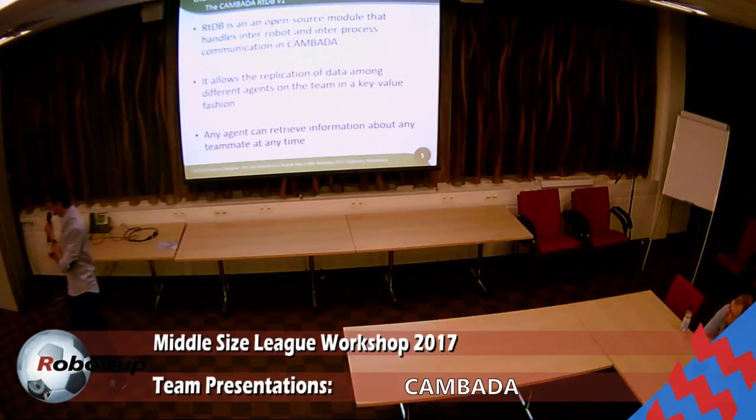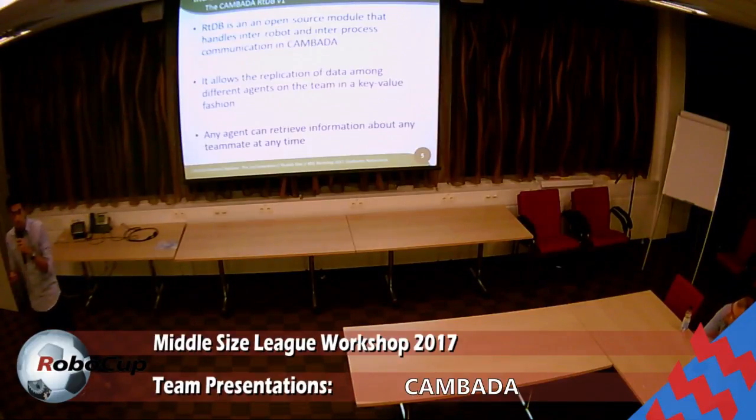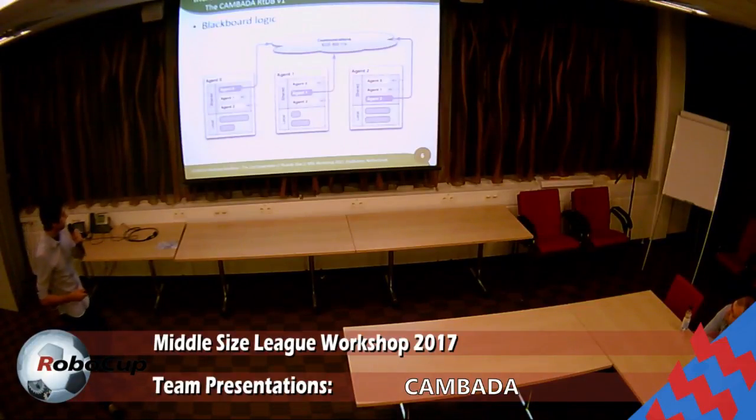So let's start with the introduction. Our RTDB is an open source module that handles all the inter-process communication inside each robot, and also the inter-robot communication. It allows replication of the data among different agents inside the team in a key value fashion, and any agent can retrieve information about any other agent at any time.